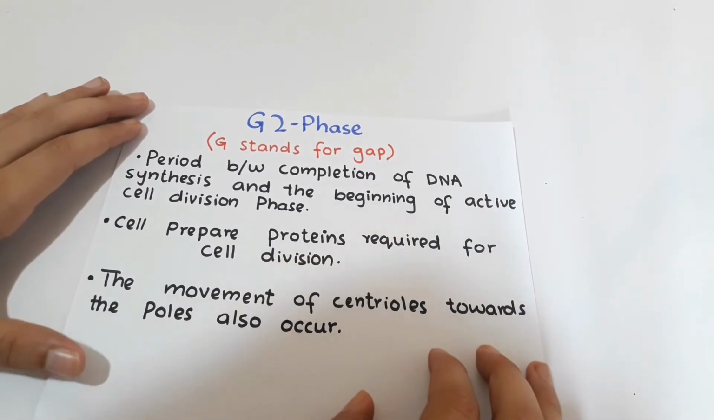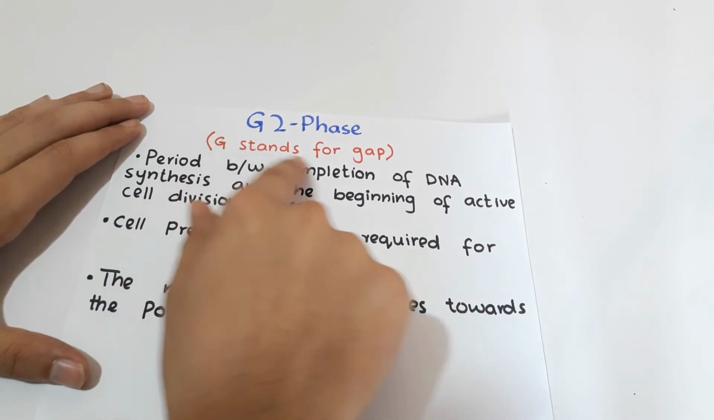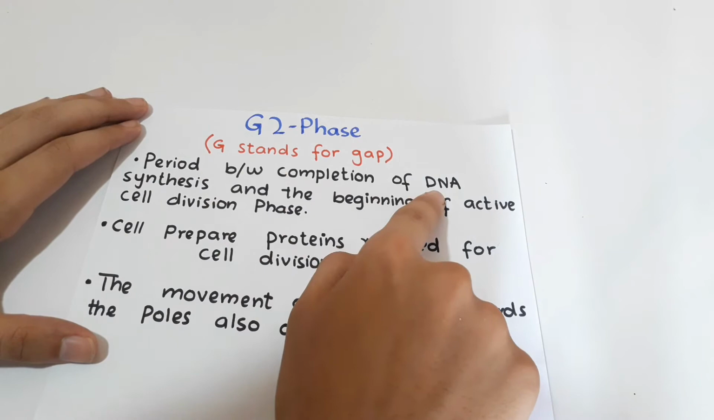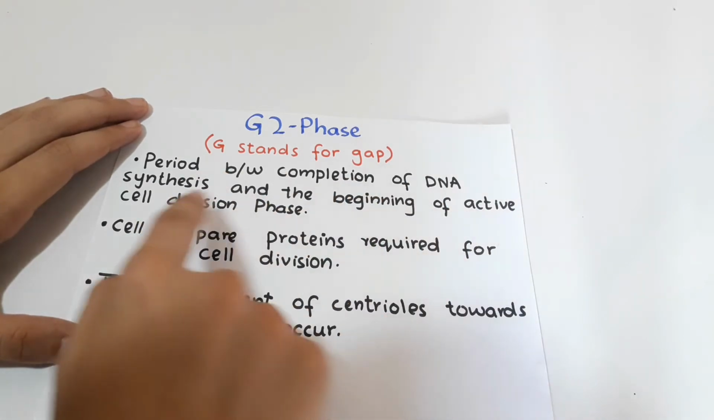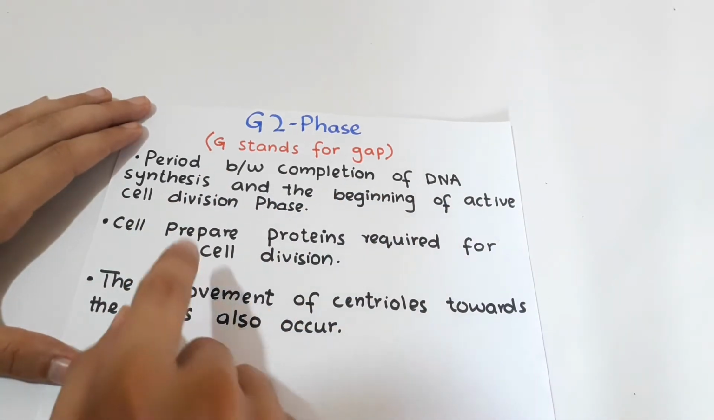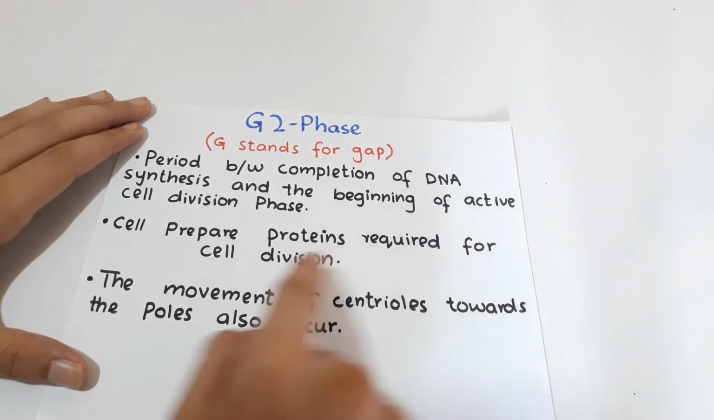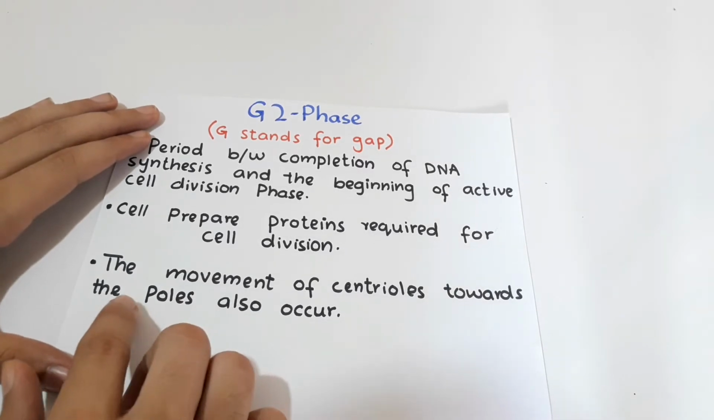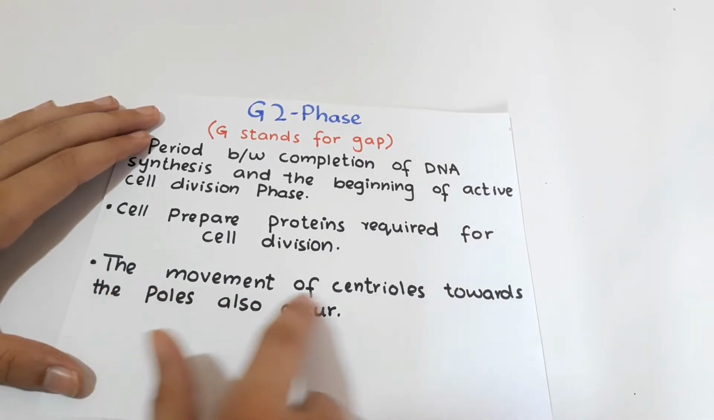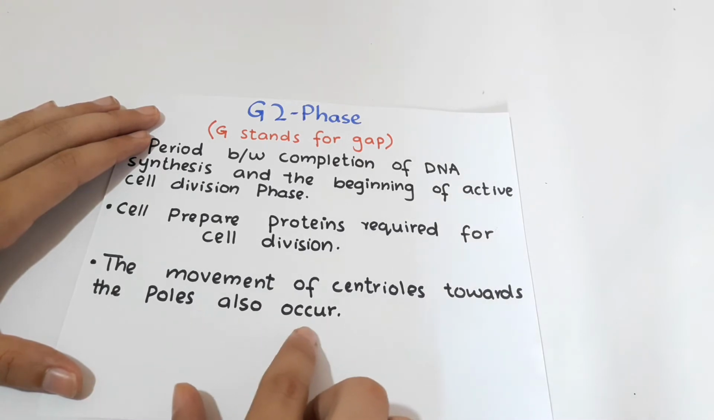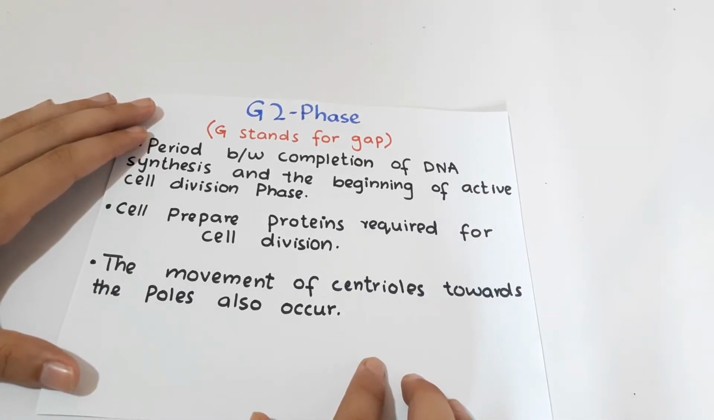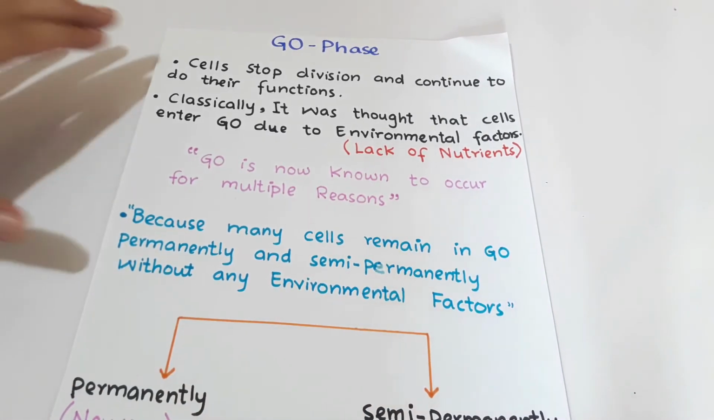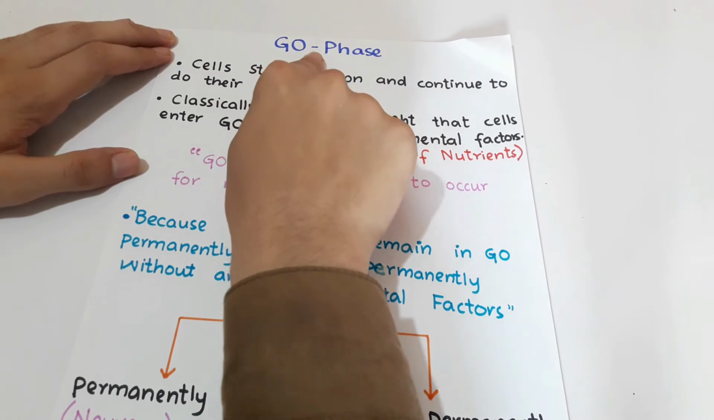The third phase is the G2 phase. G again stands for gap. G2 phase is the period between the completion of DNA synthesis and the beginning of active cell division. In this phase, the cell prepares proteins required for division, like spindle fibers. The next event that occurs in this phase is the movement of centrioles towards the opposite poles, which play an important role in division. Besides this, there is another phase which is called the G0 phase.